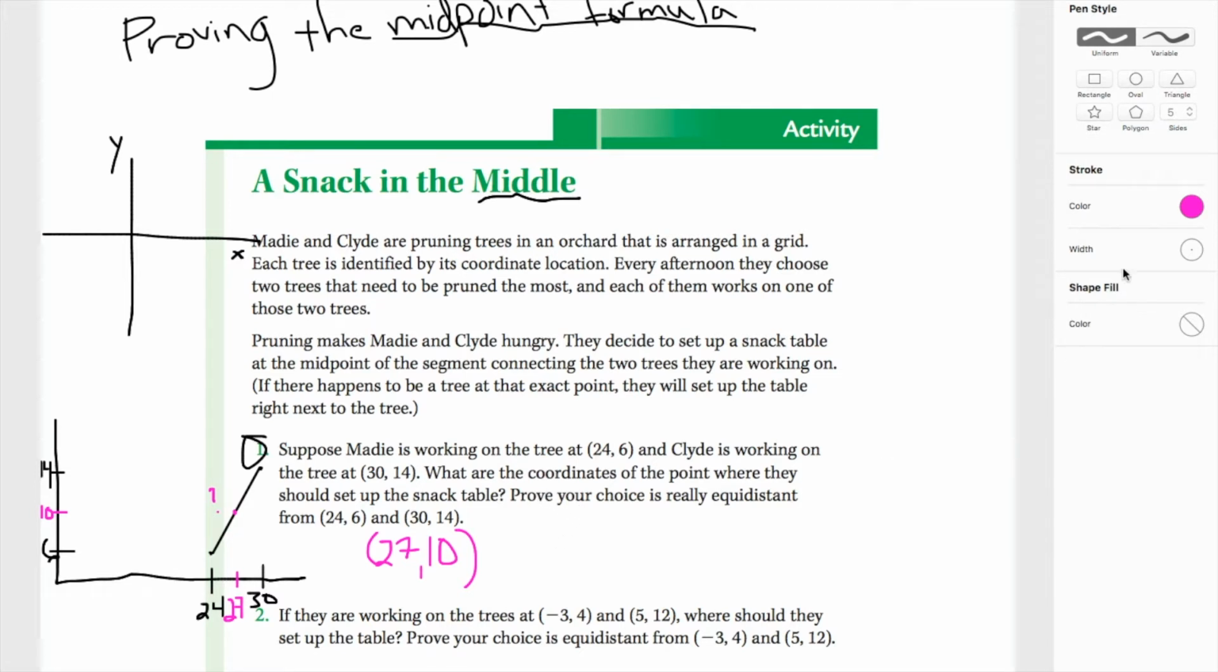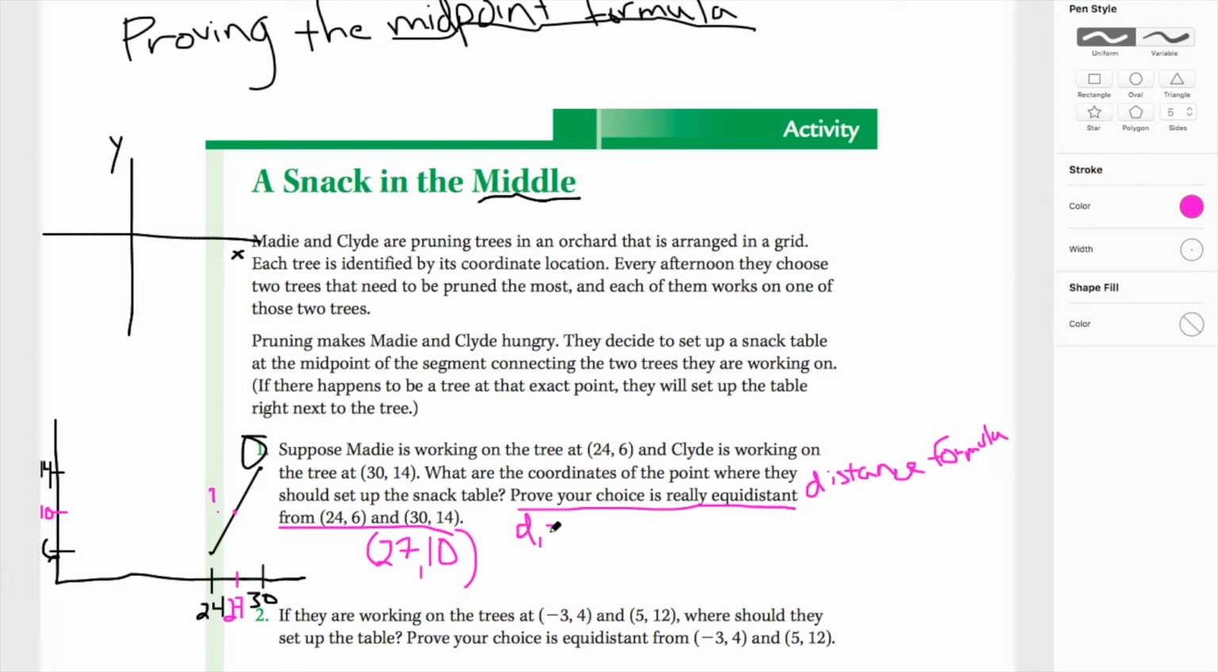It's not asking you to prove the midpoint formula right now. It's prove that your choice is really equidistant from (24, 6) and (30, 14). So I think what this means, and I always get questions about this when I give this one, is what does this mean, prove? Well, you've got to use the distance formula, right? Our goal here is to prove that the distance from (24, 6) to (27, 10) is the same as (30, 14) to (27, 10), so just use the distance formula to show that. Okay, so let's do that.